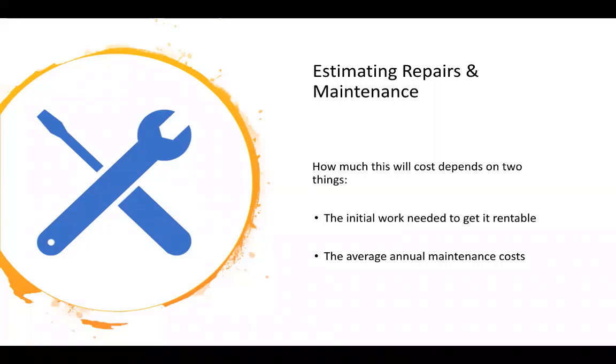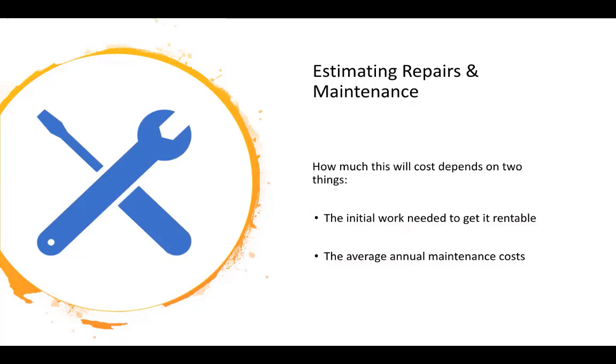The third item on our list is estimating repairs and maintenance. Here is where new investors get stuck. You bought your first rental property, but the cash requirements don't stop here. It's still going to take money to maintain the house and keep it in rentable condition. How much this will cost depends on two things: the initial work needed to get it rentable, and the average annual maintenance costs.